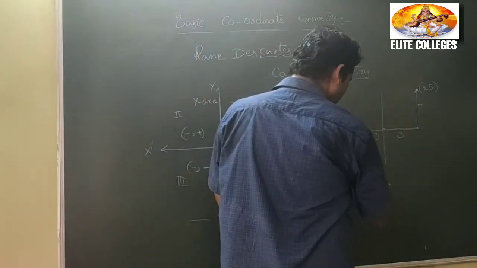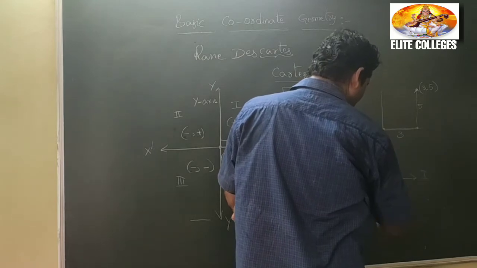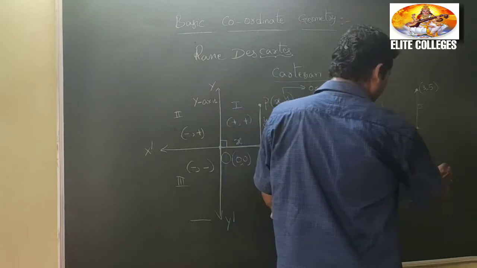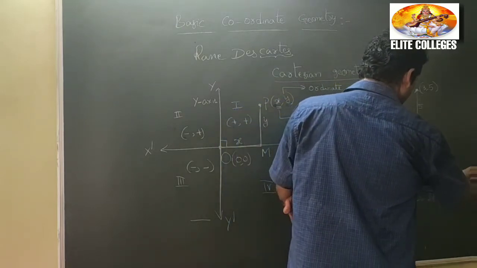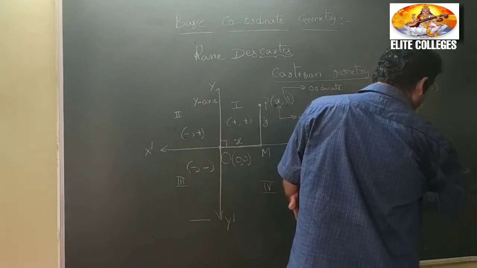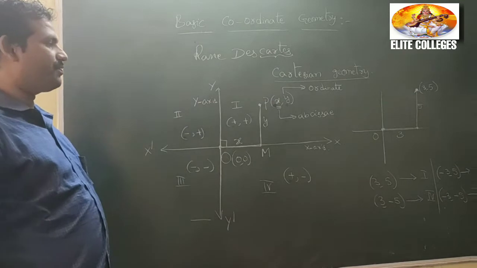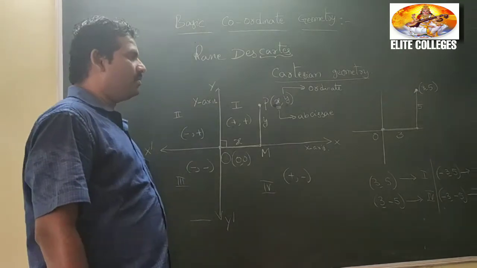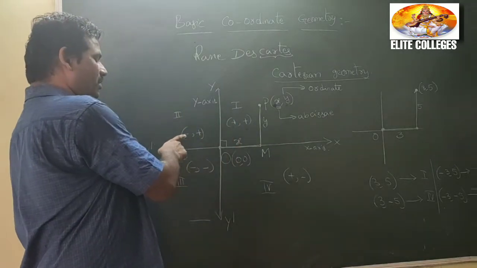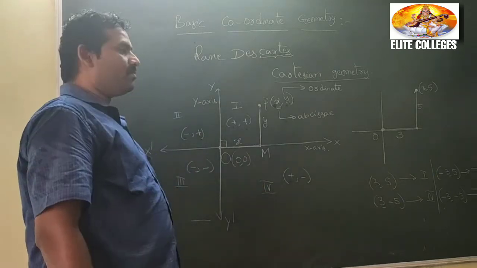Suppose the point (3, 5): that is in the first quadrant. The point (3, -5) is in the fourth quadrant. The point (-3, 5) is in the second quadrant. (-3, -5) is in the third quadrant. Like that, we can denote the points in a plane. So in the first quadrant, all are positive. Second quadrant: minus, plus. Third quadrant: minus, minus. Fourth quadrant: plus, minus.